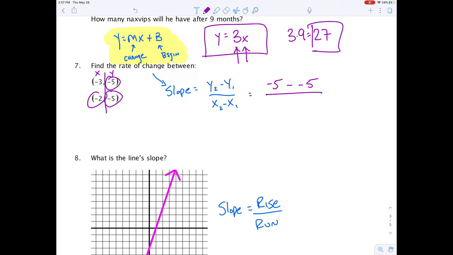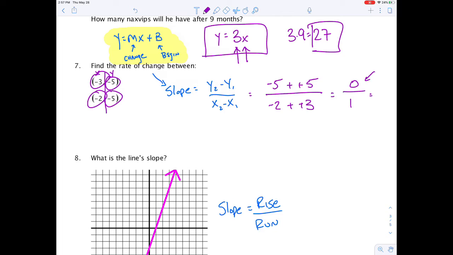And I'm going to take my second x, which is negative 2, and I'm going to subtract my first x, which is negative 3. Subtract negative 3. On the top, I'm going to add the opposite, and I get 0. On the bottom, I'm going to add the opposite and get a 1.